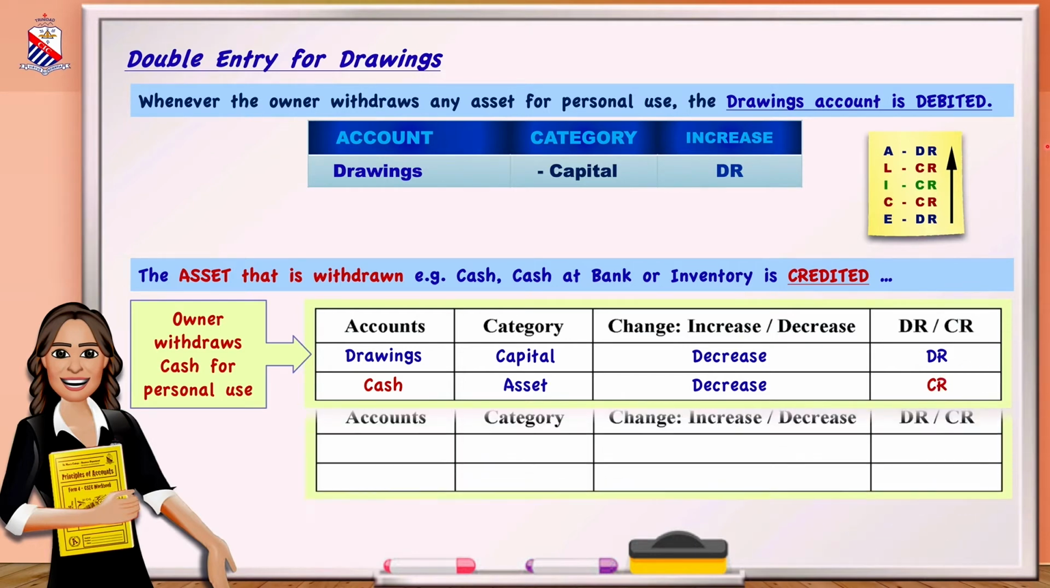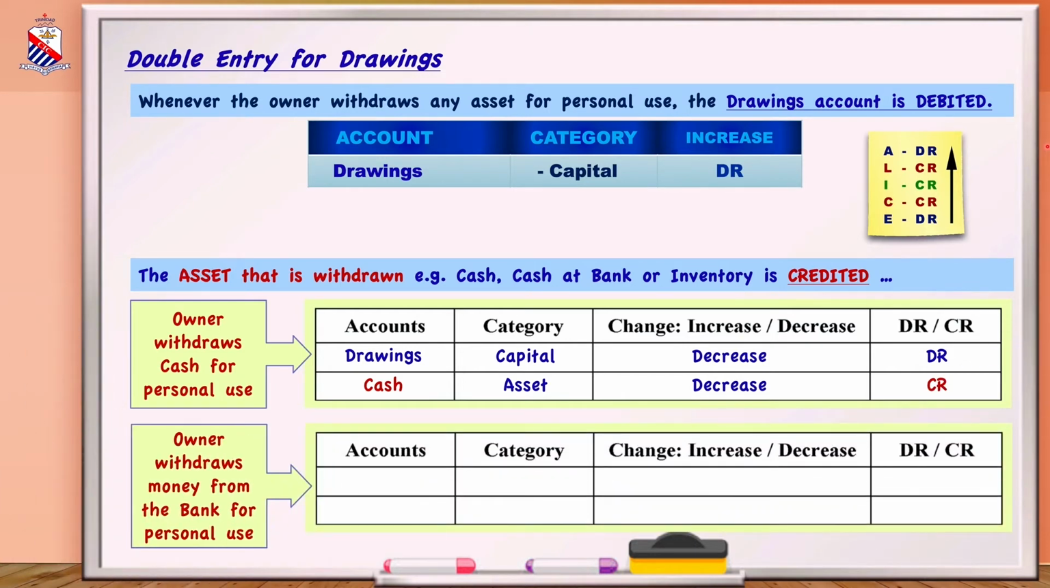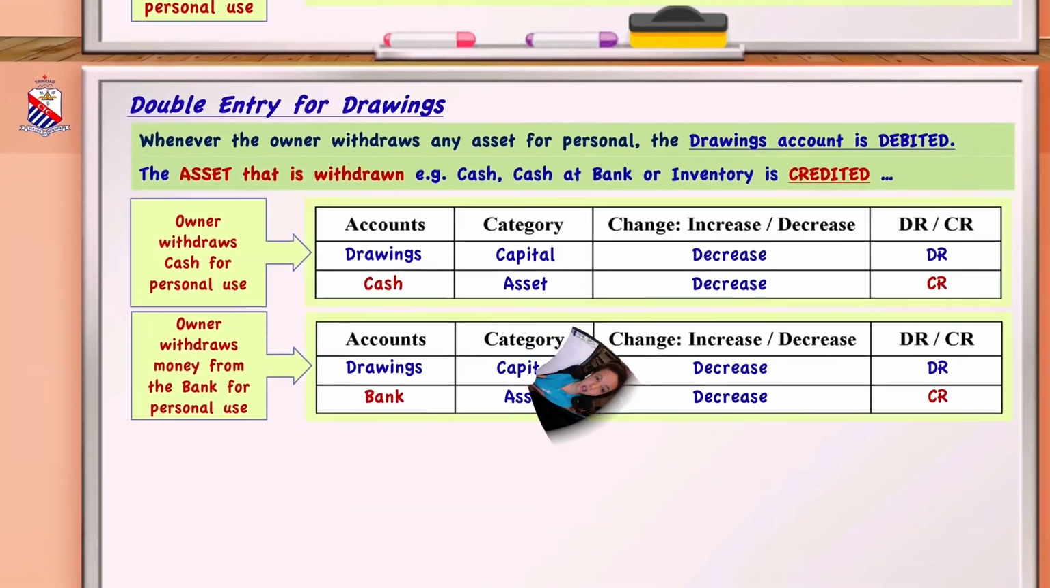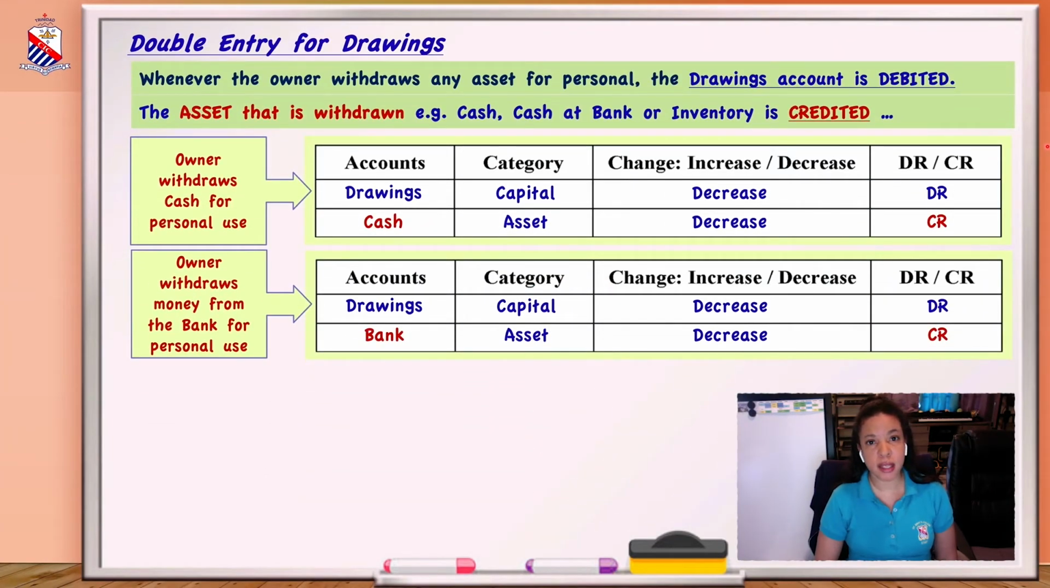So what if the owner withdraws money from the bank account? So he takes the money out of the bank account for personal use. Drawings, so you debit the drawings account. And as we said, the asset is credited. And what is the asset in this case? The bank account. So you will credit the bank account as an asset that has decreased.